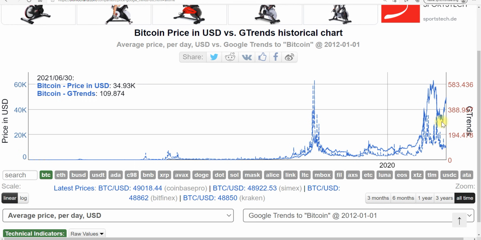What's interesting, the price is rising and the Google trends are not rising. Also, the volume is not big. So the question is, is this bullish or bearish? I'm a Bitcoin bull, so maybe this indicates that this is shadow buying by institutions. The public awareness is not really there for Bitcoin.